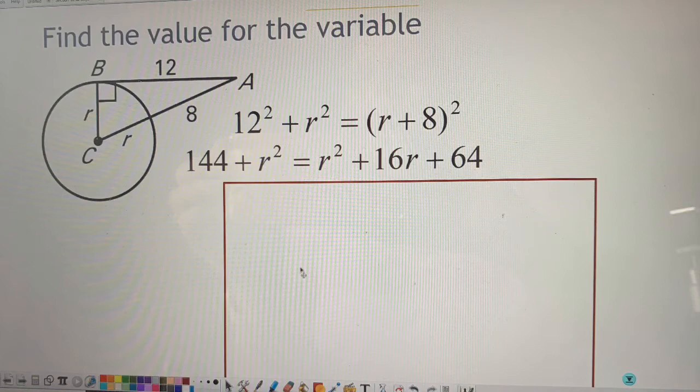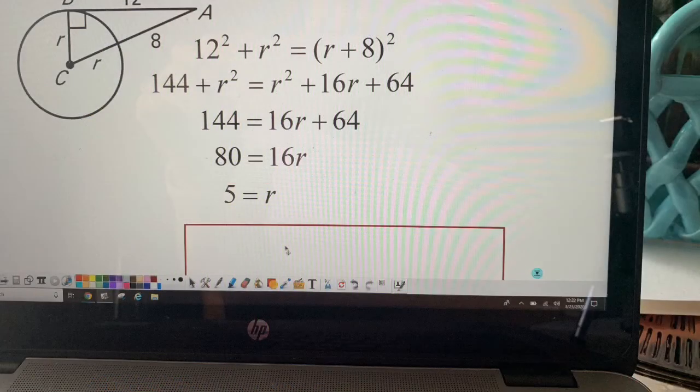Now I need to get everything on one side of the equal sign, meaning I have to subtract r squared from both sides. And that means that my r squareds are going to cancel one another out, leaving me with 144 equals 16r plus 64. If I move the 64, I get 80, and 80 divided by 16 is 5, so r equals 5.